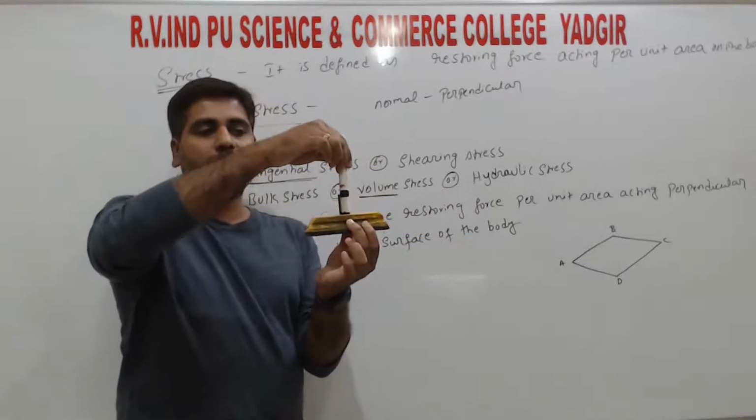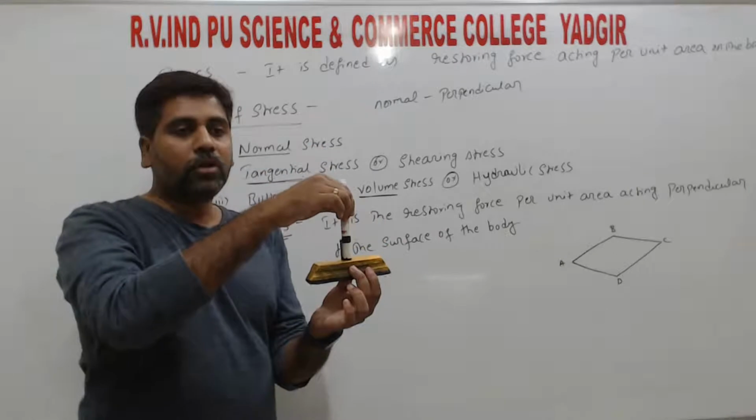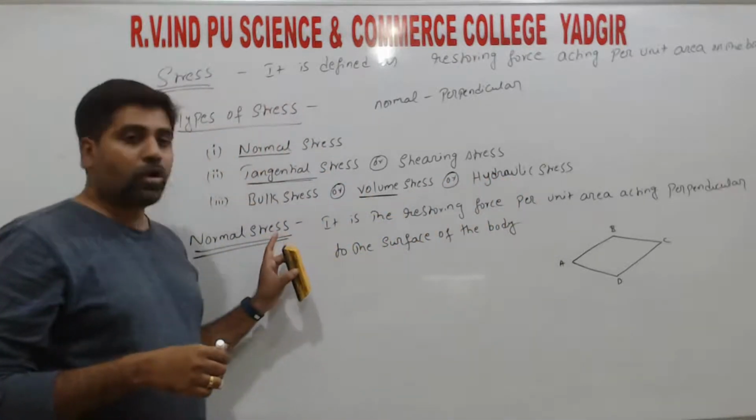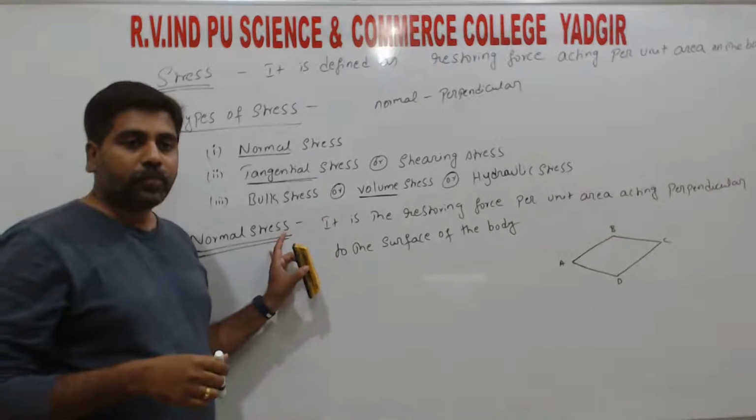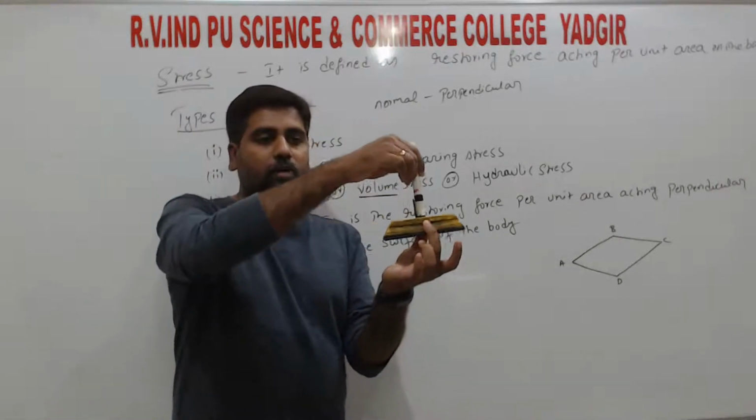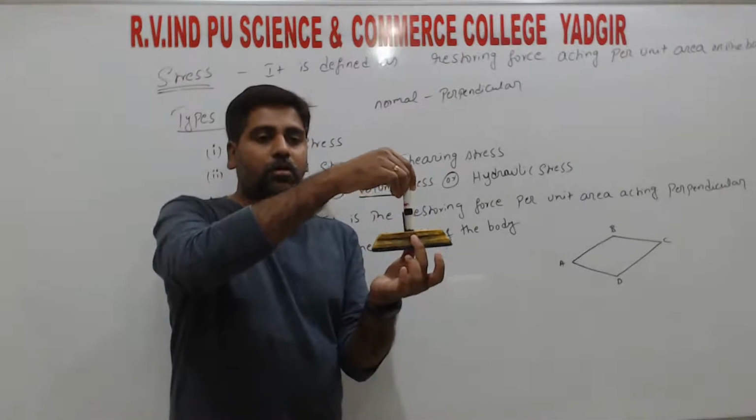So what should the angle be? It should be 90 degrees. So that force we call perpendicular, that is normal stress, right? So the force is acting perpendicular to this surface, so that stress we call normal stress.